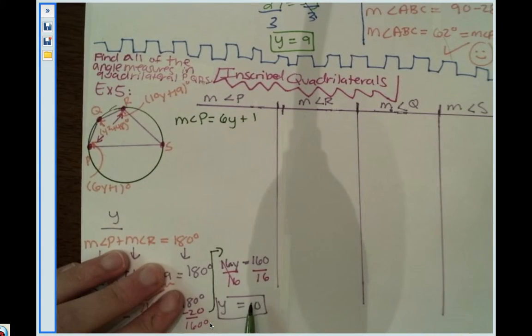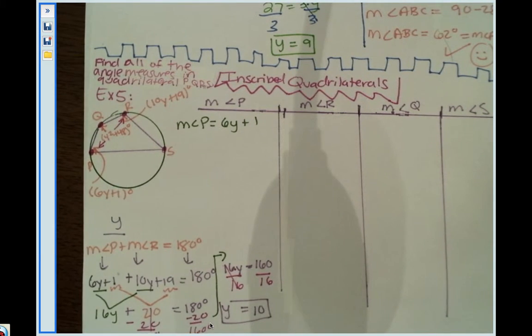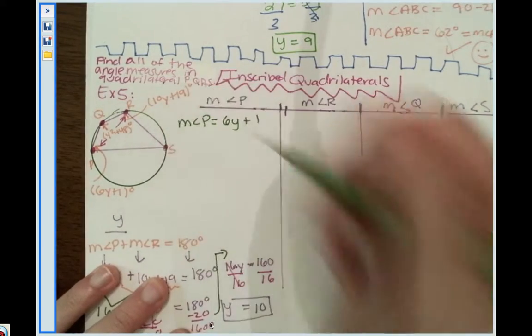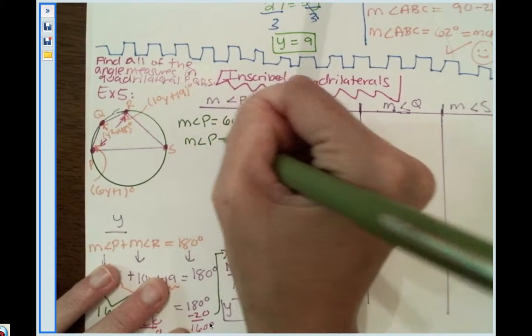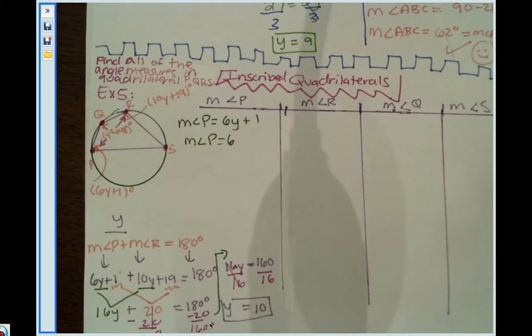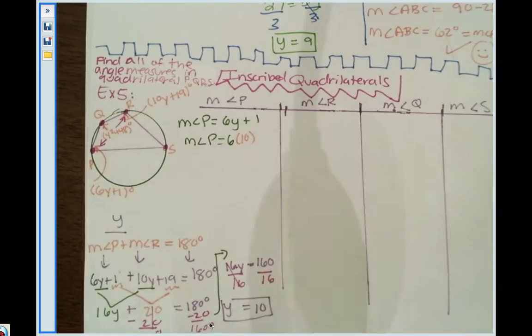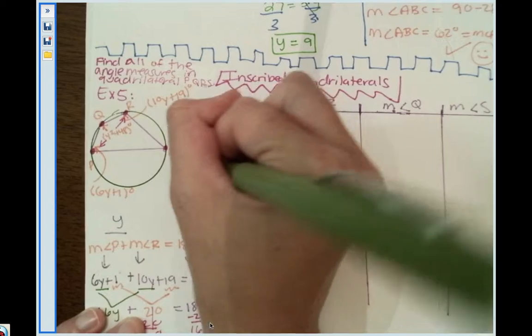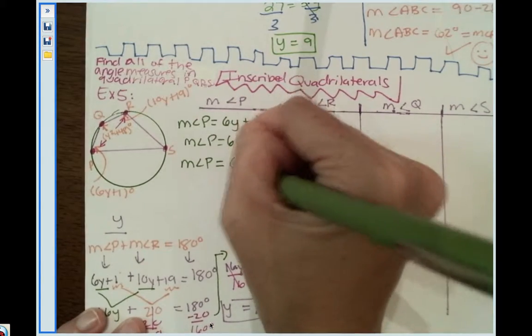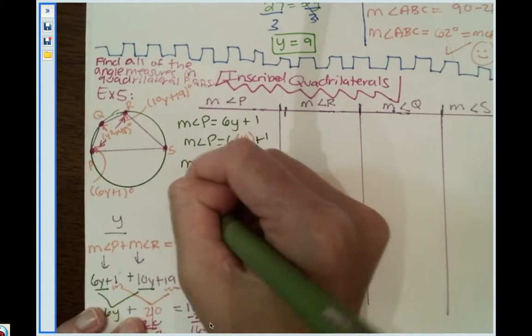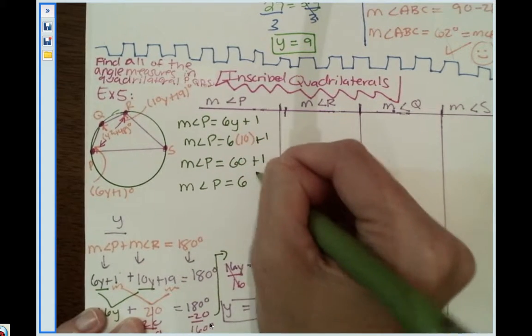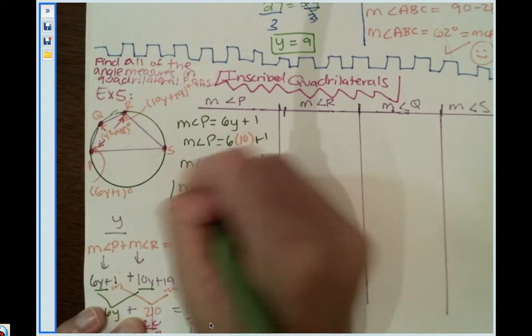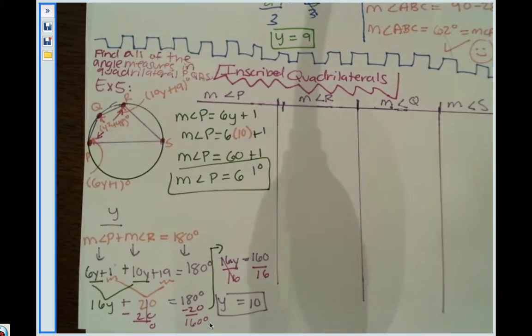Now that I know that y equals 10, how can I use that 10 to help me find the measure of angle P? I can substitute it in for my y. So the measure of angle P equals 6 times 10, plus 1. 6 times 10 is 60, and 60 plus 1 is 61 degrees. So we got one angle down. All right, let's keep going.